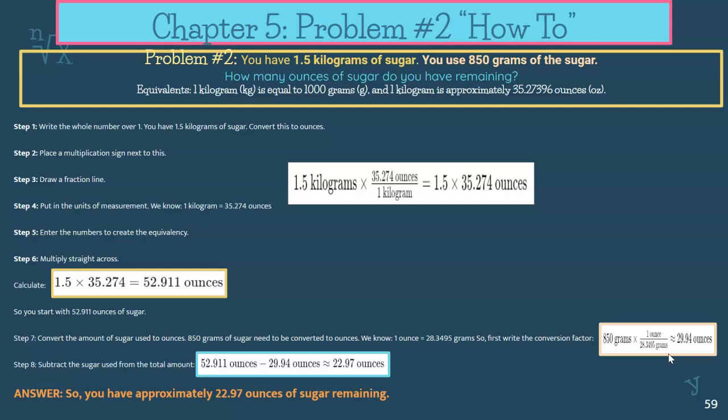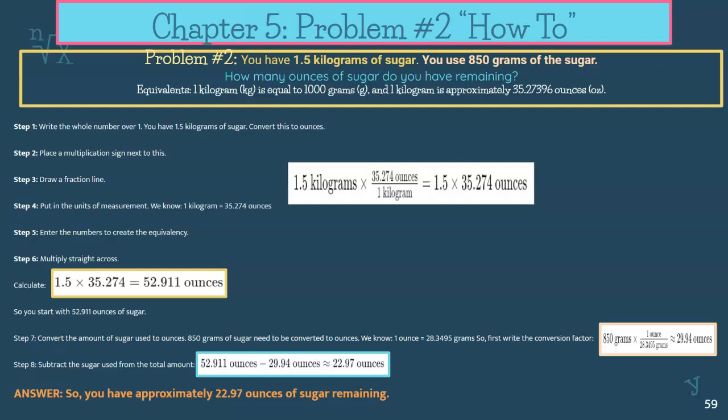So here's problem number 2. You have 1.5 kilograms of sugar. You use 850 grams of the sugar. How many ounces of sugar do you have remaining? Again, we have a lot going on here because we have a kilogram, then we have grams, and now it's asking you to convert to ounces.